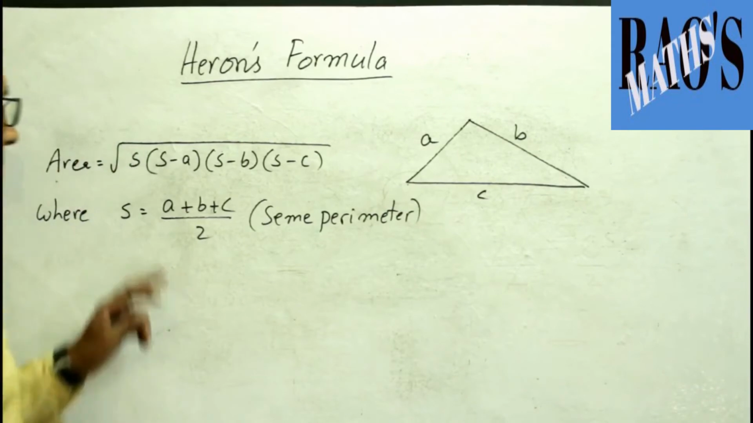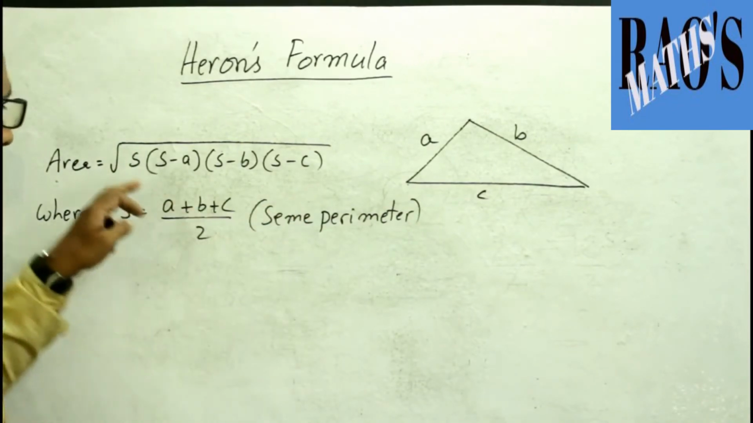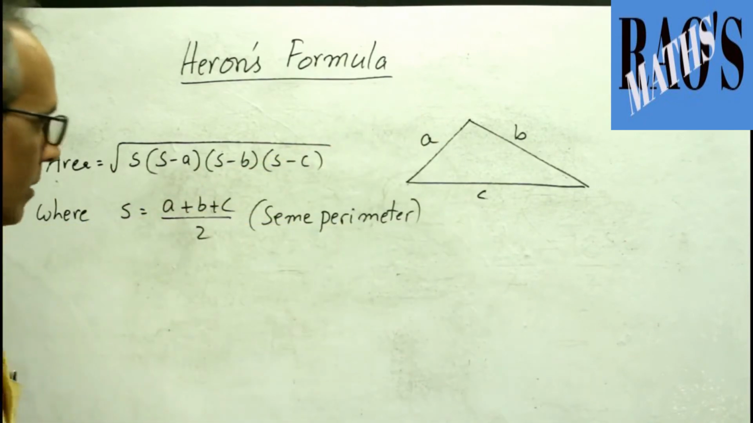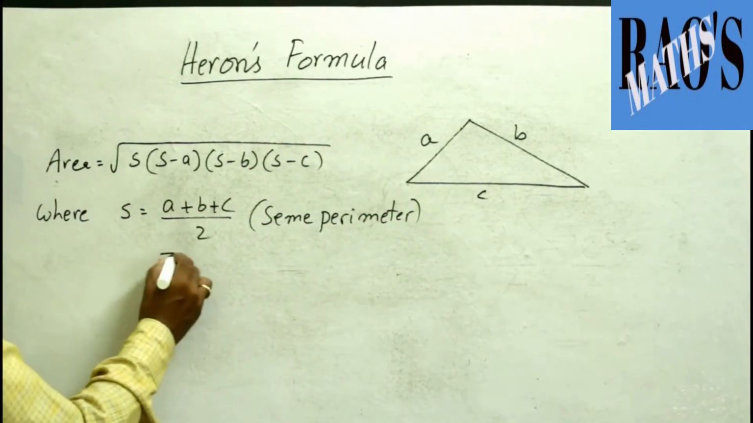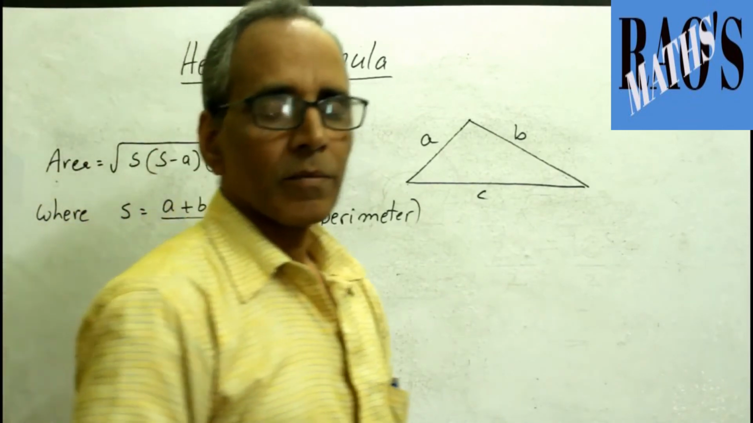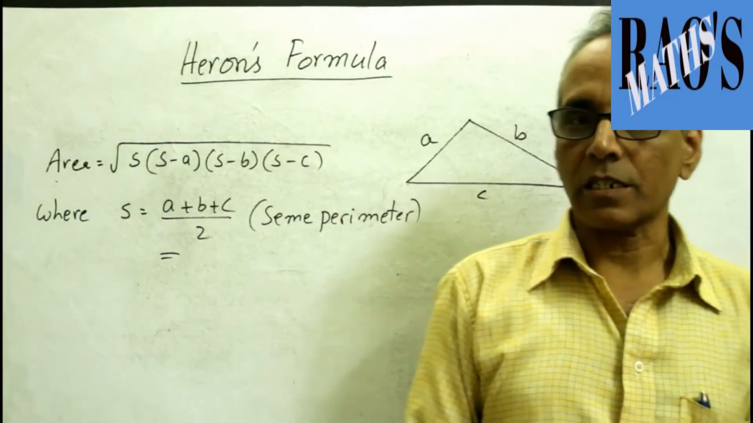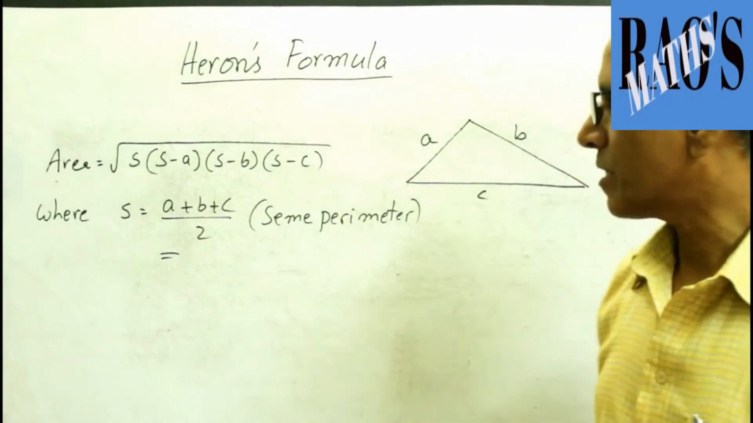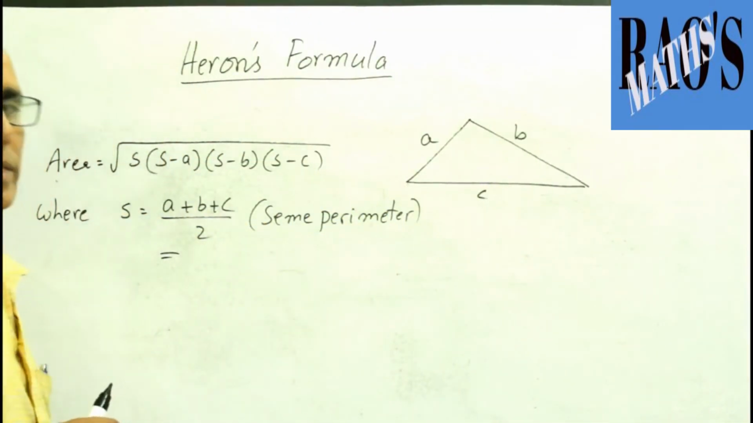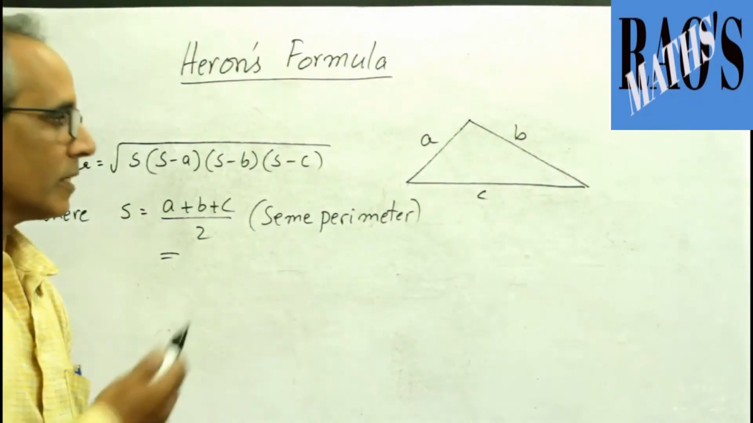So we take S as the semi-perimeter of the triangle, where A, B, C are the sides of the triangle. We use this formula to find the area of any scalene triangle where the height is not mentioned. Let's see some applications of this, and also how to use this Heron's formula to find the area of a quadrilateral. Let's see an example.